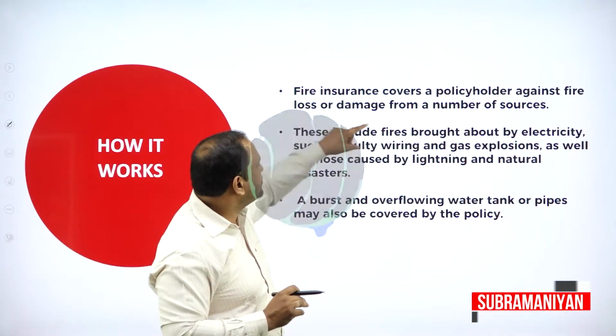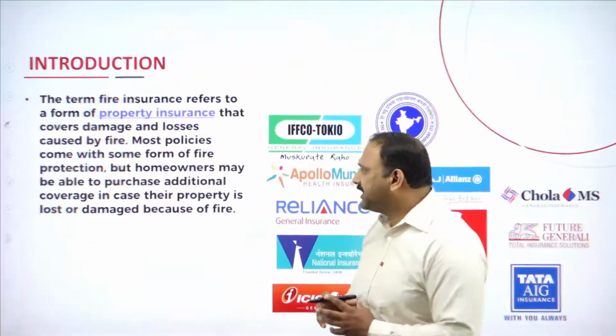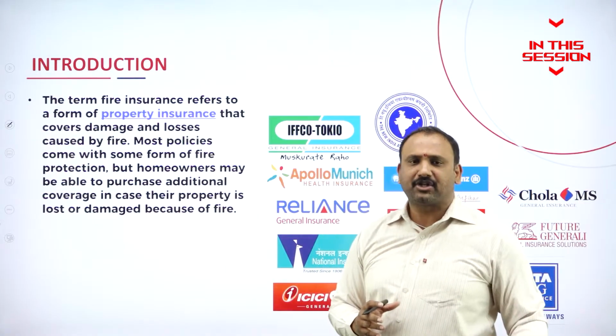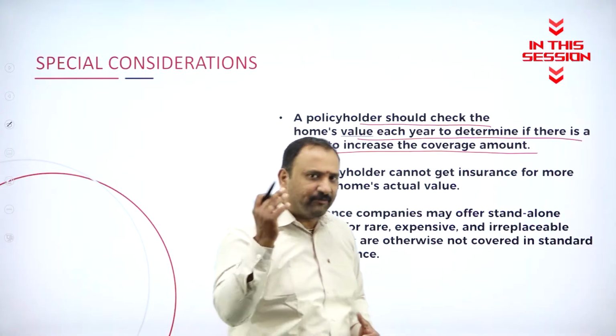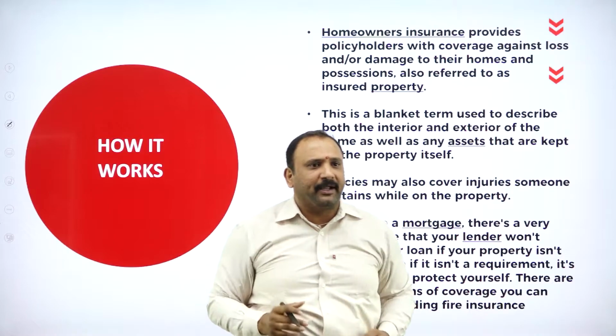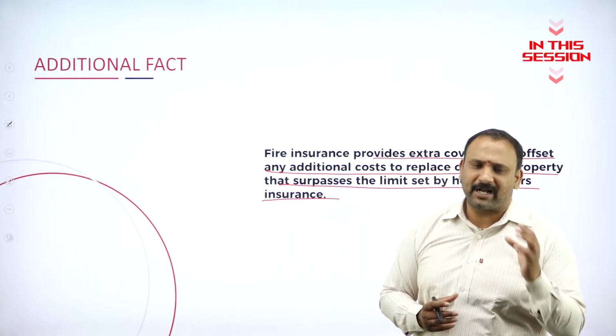It covers the policyholder against any loss or damage from a number of sources. Fire insurance is one of the most common factors that we are talking about. But what is the real value of your asset? How does the fire insurance actually come into picture? How are we going to replace it? How are we going to come back to normalcy?